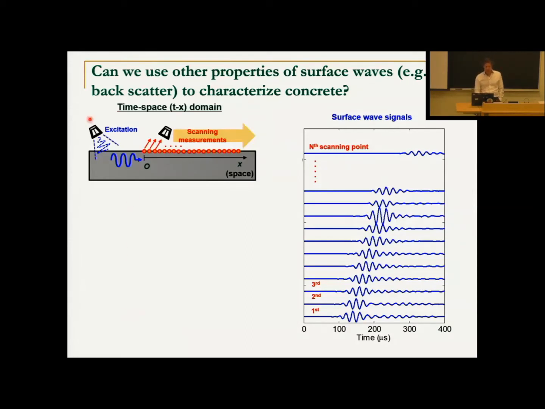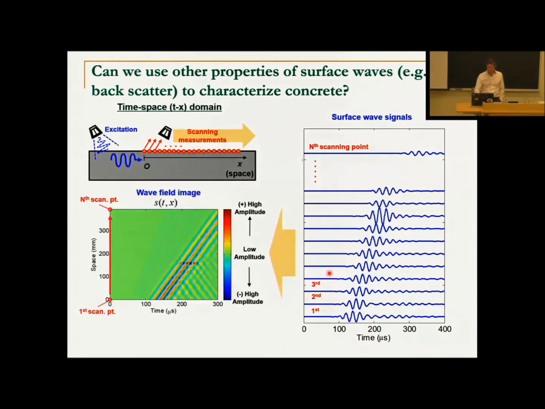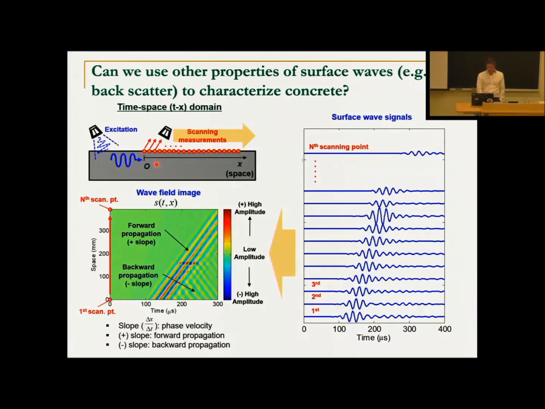So if we collect lots of surface wave signals over different spacing, we can get a series of surface wave propagation like this. We can stack them in a space-time domain, or TX domain, right? And we see the wavefront here at different times and different spacings from all the signals that we've collected, right? And we get a lot of information there about forward propagating and backward propagating. You see this kind of interesting interference of wavefronts.